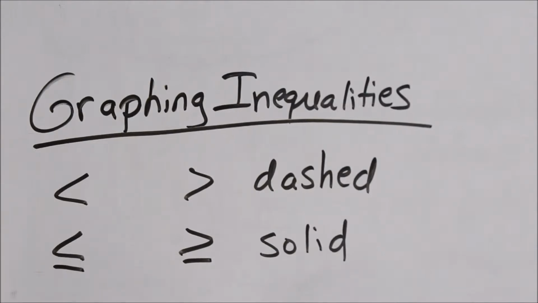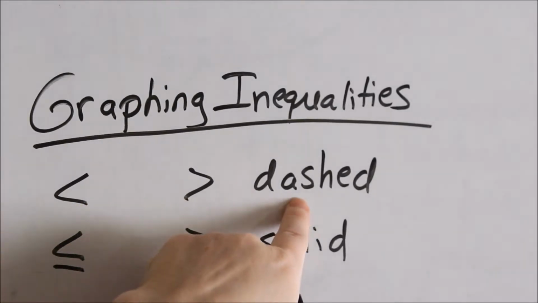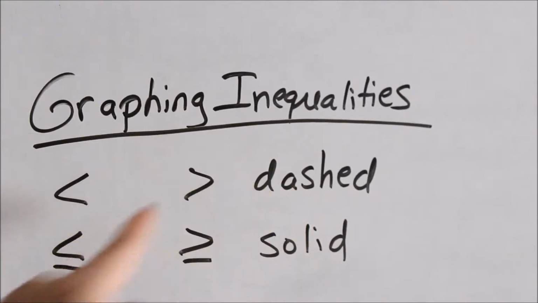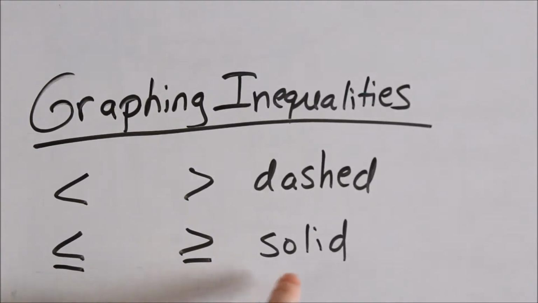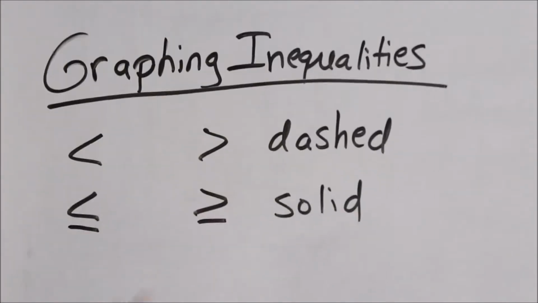We graph inequality lines the same as a regular line, except we have two differences. Whenever it's less than or greater than, you're going to draw a dashed line because we do not want to include the points on that line. When it's less than or equal to or greater than or equal to, it's a solid line, because we're going to include every point on the line.